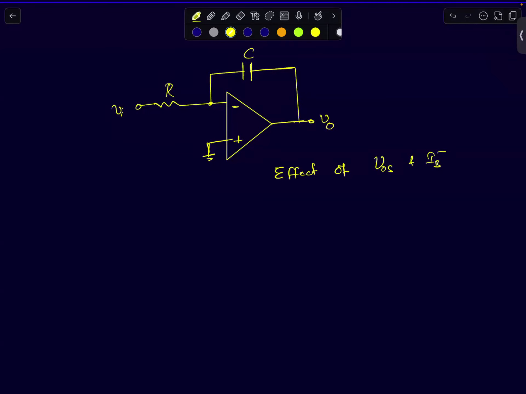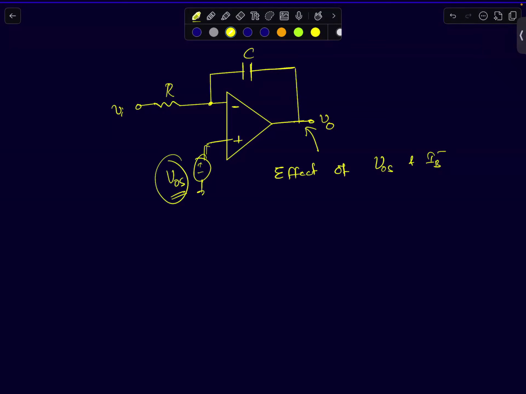Let's assume we have, first we'll start with an offset voltage. If I assume there is an offset voltage, what will be the impact at the output due to the offset voltage? What do you think? The offset is like a DC voltage, right? It's a fixed DC voltage. So this is not time varying or anything. It's fixed.